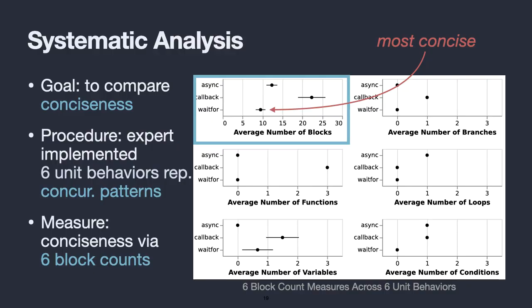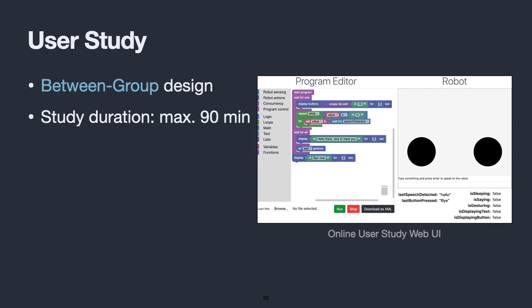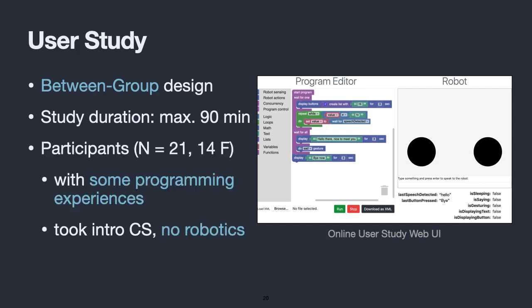We first compared the three interfaces systematically by creating representative unit programs and measuring metrics like average number of blocks. Next, we conducted a user study to compare the ease of use of three proposed concurrency interfaces. We recruited participants with some programming but no robotics experience. The study was conducted online, and participants used a web UI to program and test the instructed task with a simulated robot face.